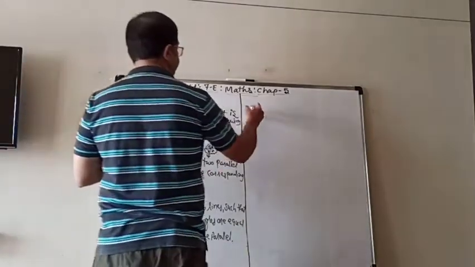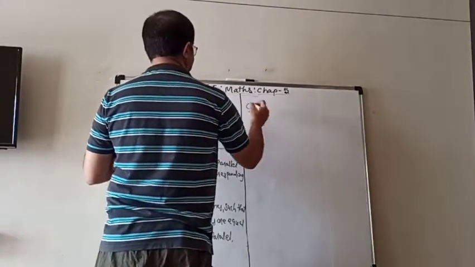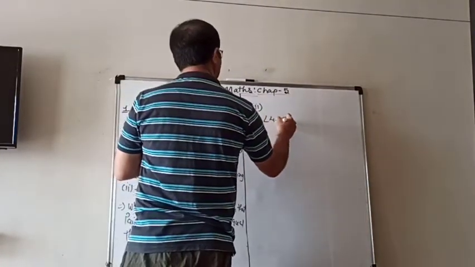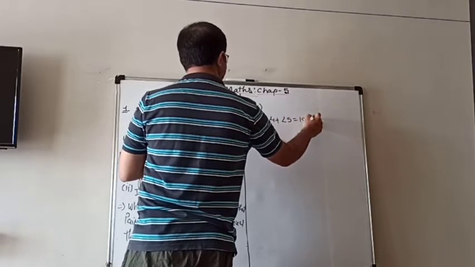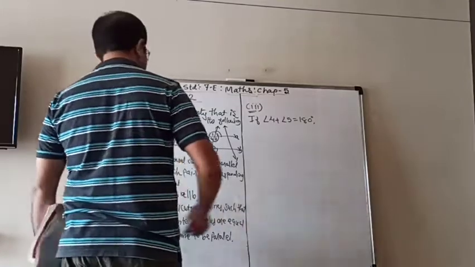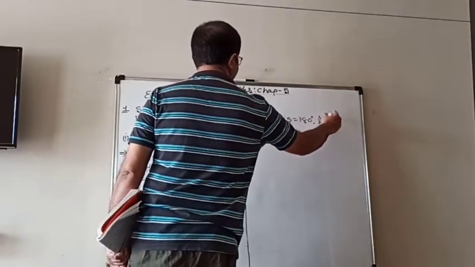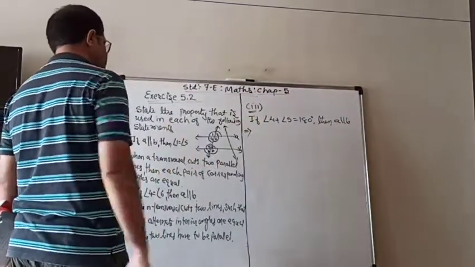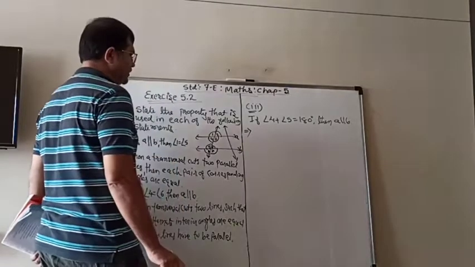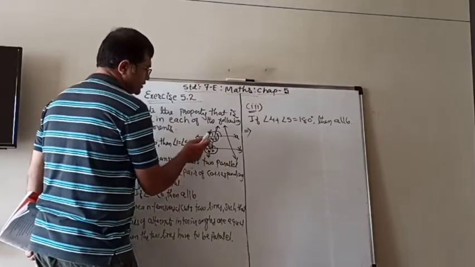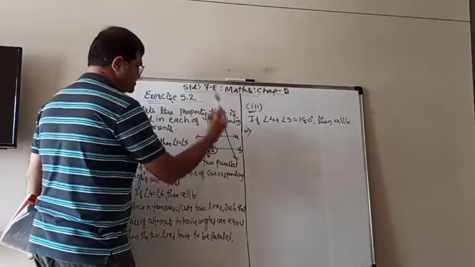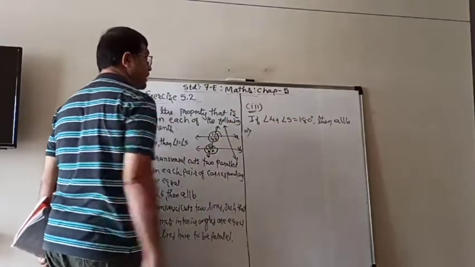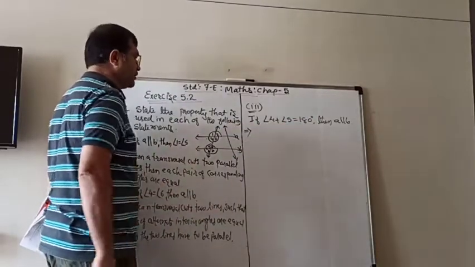Then the third one, if angle 4 plus angle 5 is equal to 180 degrees, then A is parallel to B. So here also you will see that angles 4 and 5 are both interior angles and on the same side of the transversal, and they are supplementary because the sum of them is 180 degrees, and therefore they are parallel.